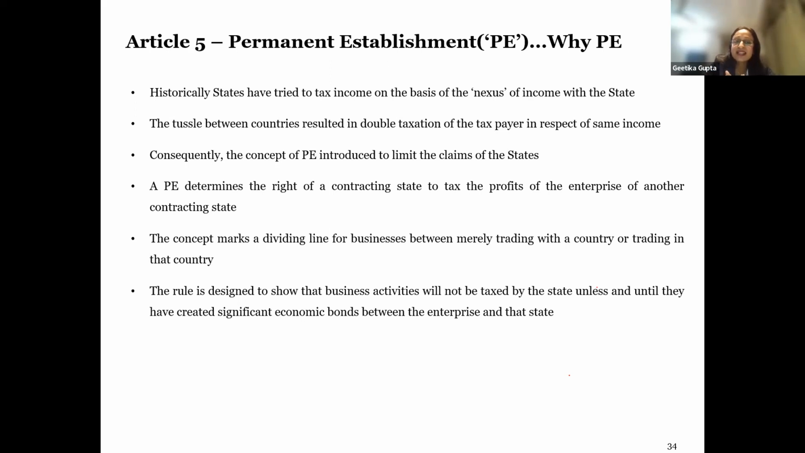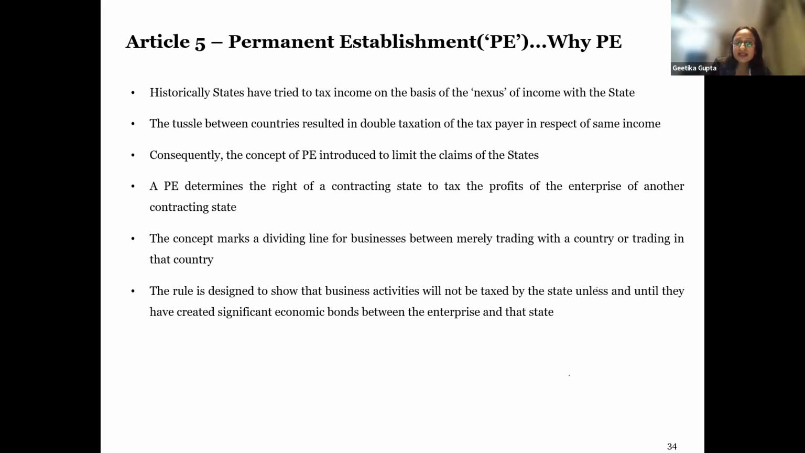Historically, states have tried to tax income on the basis of the nexus of income with the state. I am a foreign company. Let's say I am working in India. What is my presence in India? What is the nexus of income from India? Is it so attached to India that I am practically doing my business in the country, and therefore, because of the presence of PE, I, as a foreign company, need to pay my fair share of taxes to the Indian government? This is the basic concept.